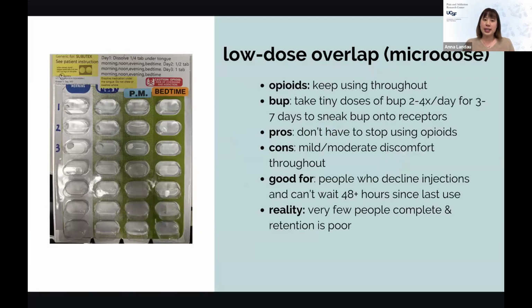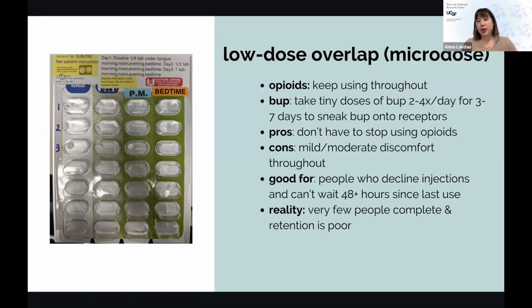And the idea is that, as I mentioned, people can continue to use their opioids throughout, whether that's heroin or fentanyl, and people tend to find that a little more appealing than having to stop entirely. For the buprenorphine, we usually start with about a quarter of a tab, and these are 2 milligram tabs. So on day 1, we usually start with 0.25 milligrams, and they dissolve it under their tongue one time. Day 2, they do that twice, so a total of 0.5 milligrams on day 2. And then we keep escalating that dose each day.